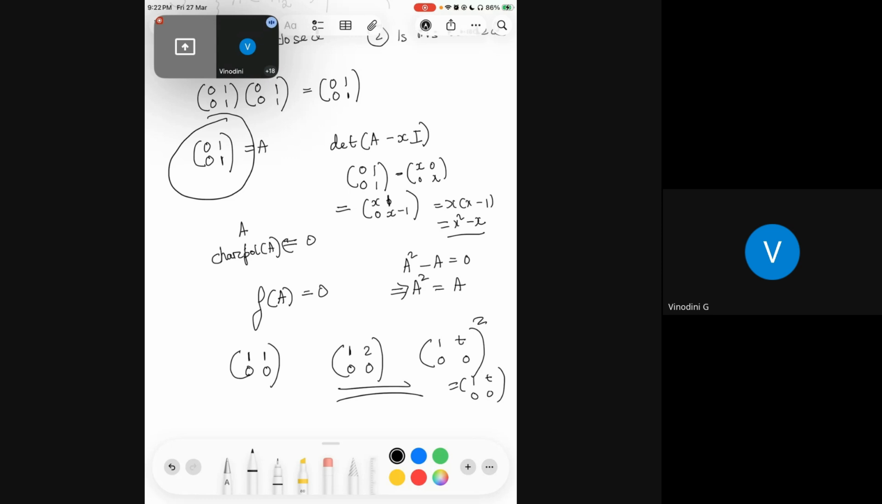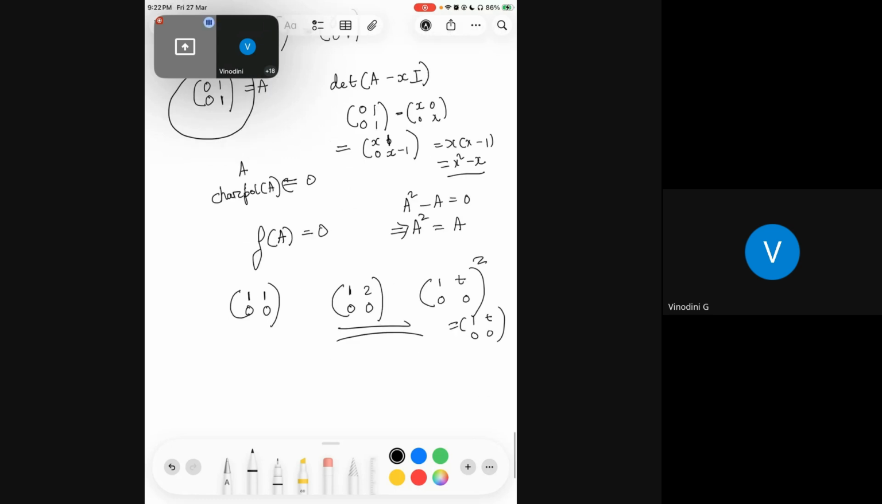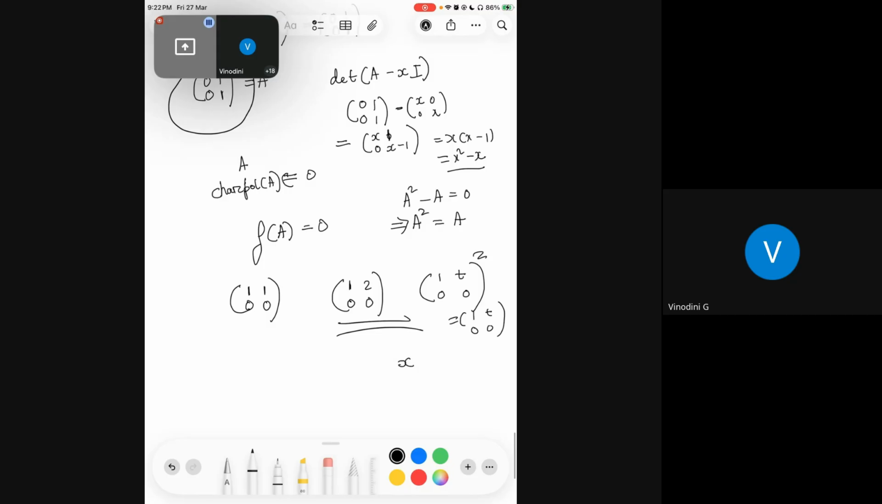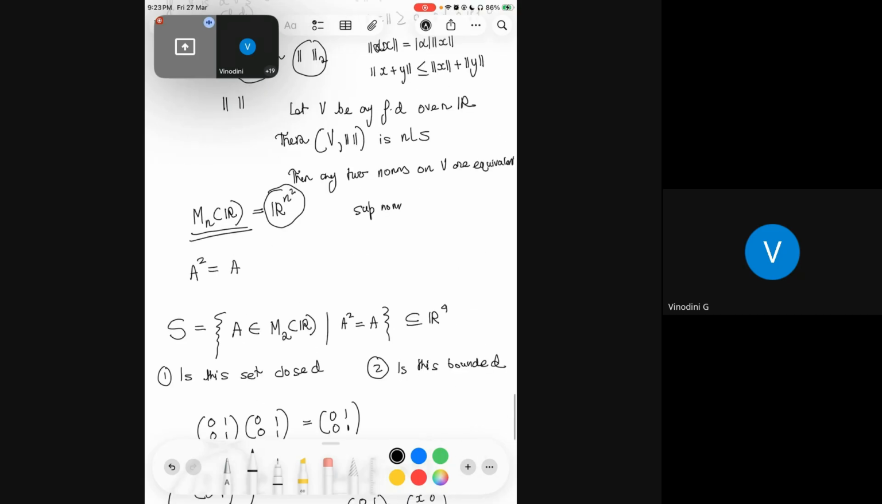Yes, sir. You can calculate that this square will also be this, and its characteristic polynomial is also x squared minus x. So you just showed that for all t belonging to R, all these matrices are in S, right? For all t, it's true.